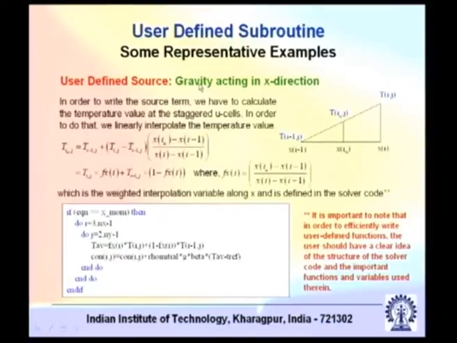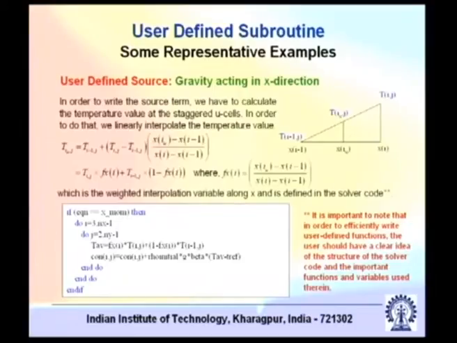So, where do you want to implement the gravity source term? You want to implement the gravity source term in the x momentum equation, and the gravity source term is, let us say, because of natural convection. So, it is like rho g beta into T minus T infinity or T reference.